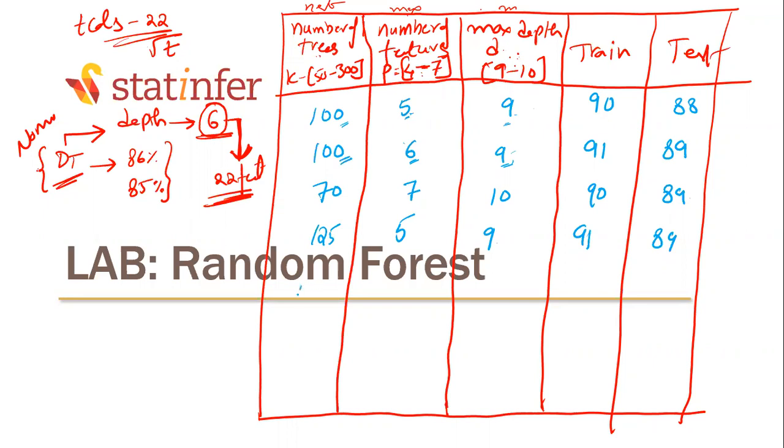Rajkumar, 100 trees, 6, 10, 92, 90. Roughly almost 89, 90 is the final accuracy that you must be getting. Everybody, 89 point something, or 90, something like that. You must be ending up with 89.89 plus only.